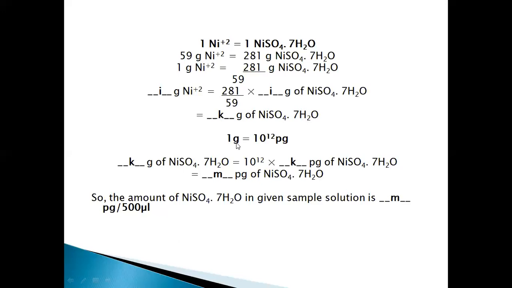By using this relationship, 1 gram is equal to 10 raised to the power 12 picogram. Then K grams of nickel sulfate heptahydrate will be equal to K multiplied by 10 raised to the power 12. So if you multiply K with 10 raised to the power 12, the answer will be in picogram. Multiply this and suppose the answer is M. Now this M is actually picogram of nickel sulfate per 500 microliter. So finally report your result in the form of a sentence: the amount of nickel sulfate heptahydrate in the given sample solution is M picogram per 500 microliter.